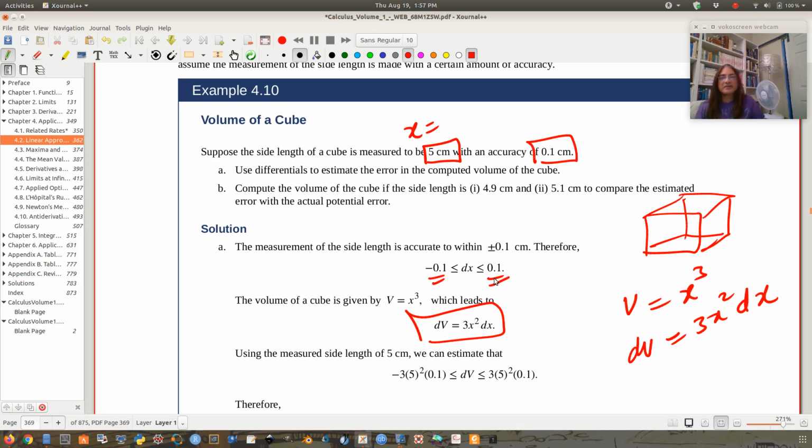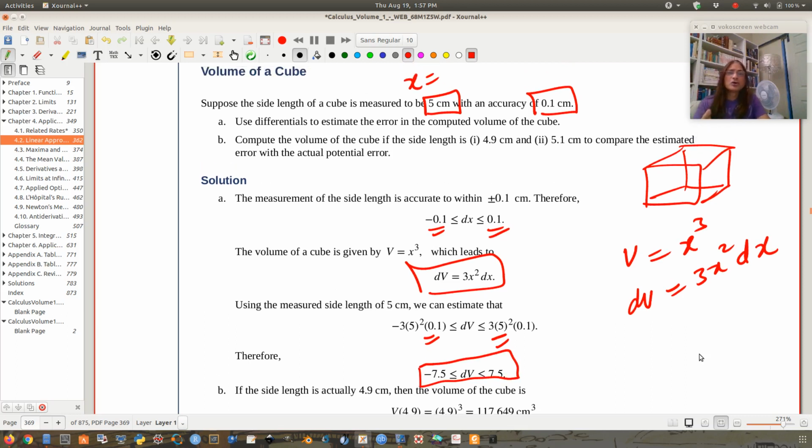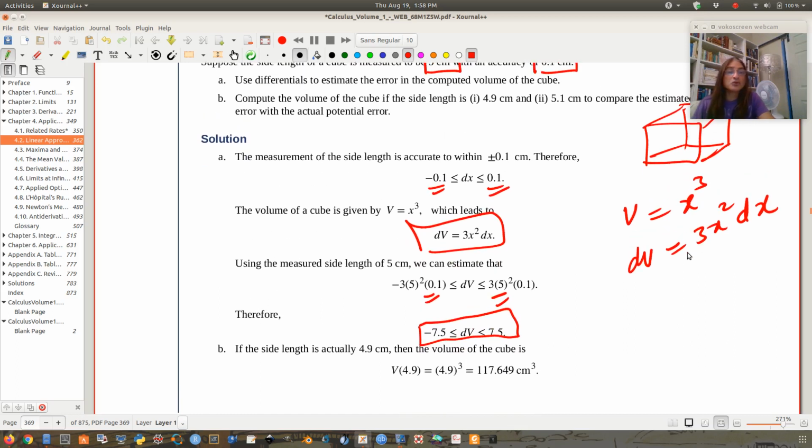Use differentials to estimate the error in the computed volume. So dv will be between 3x squared times dx, positive and negative. That will be the error in the volume. Okay? And you will see that that is also close. If the measurement error is small in x and the function is a smooth, differentiable function, then the error in the function will also be small. So we can approximate it by using the differential.